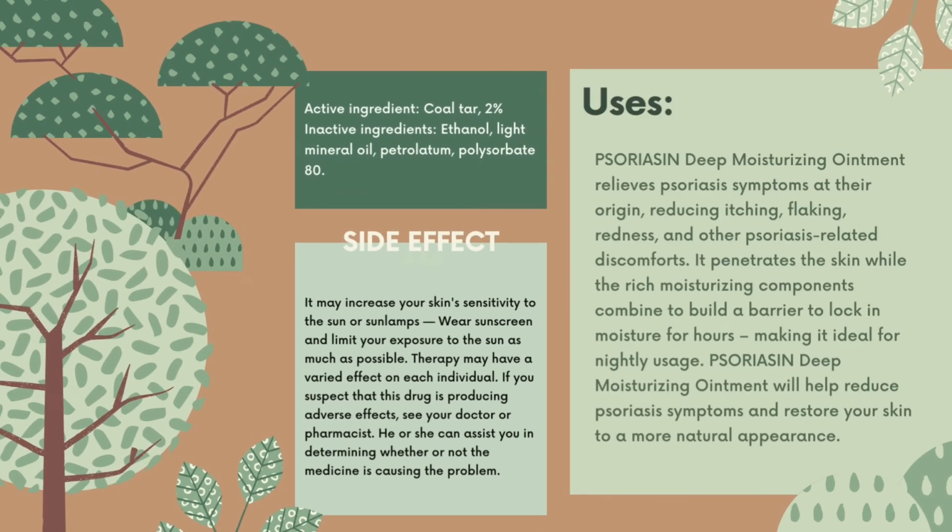The active ingredient is coal tar 2% and the inactive ingredients are ethanol, light mineral oil, petrolatum, and polysorbate. The use of Psoriasis Deep Moisturizing Ointment is that it can relieve psoriasis symptoms at their origin, reducing itching, flaking, redness, and other psoriasis-related discomfort. It penetrates the skin while the rich moisturizing components combine to build a barrier to lock in moisture for hours, making it ideal for nightly usage. It will help reduce psoriasis symptoms and restore your skin to a more natural appearance.